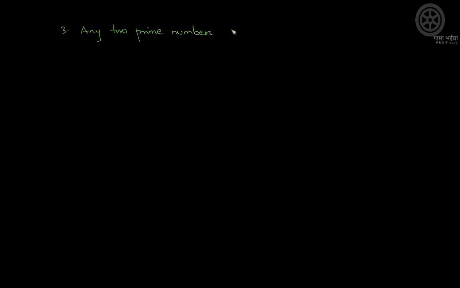And the third property: any two prime numbers are said to be co-prime numbers, right? If I take the example 31 and 37, these numbers are said to be co-prime, right? Any two prime numbers, you take any two prime numbers, the two prime numbers definitely will be co-prime.